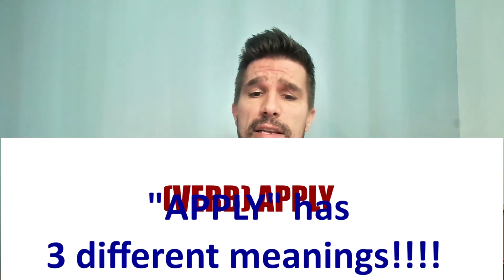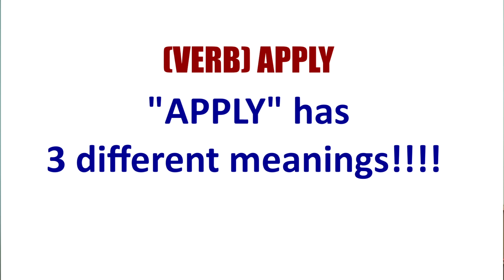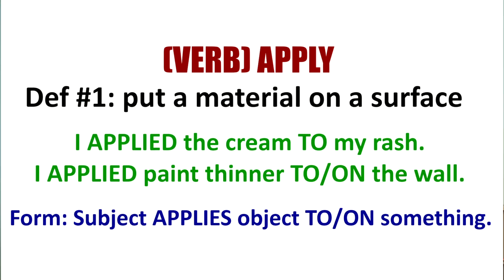Okay. The next word is apply. Now, apply has 3 different meanings. Yes, 3. Now let's look at 3 different examples. First, I applied the cream to my rash. I applied paint thinner on the wall to get the old paint off. So we can see the form here is subject applies object to something, and that means put on.